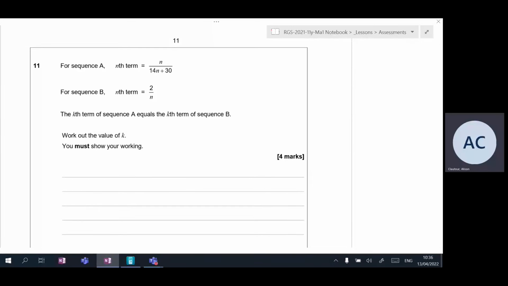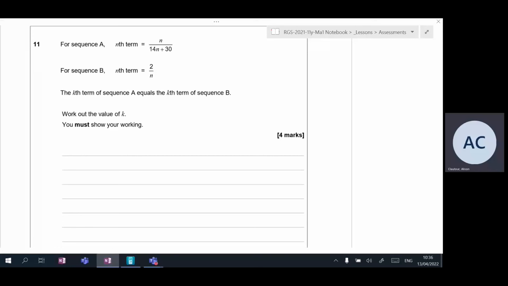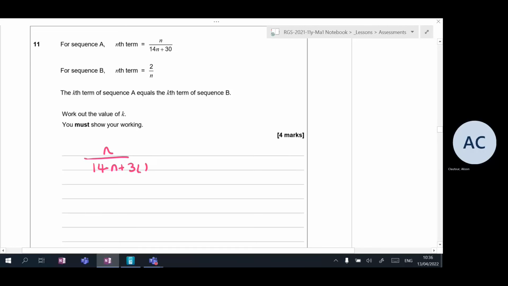Question 11 is a sequences question. So it gives us the nth term for a sequence A and a sequence B. Then it tells us the kth term of sequence A equals the kth term of sequence B. So we want to find out what that value is. So in other words, what is the value where these two expressions are equal? So we've got n over 14n plus 30. We want to know where that equals 2 over n.